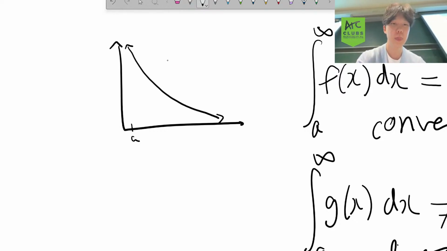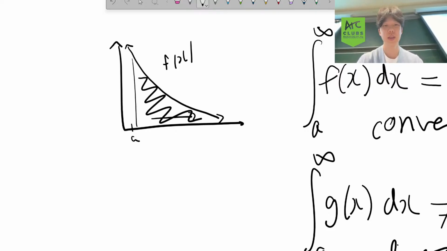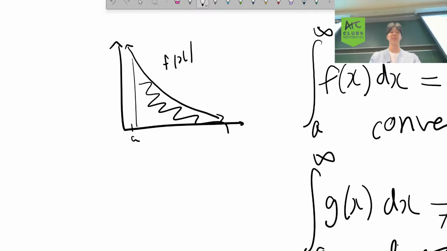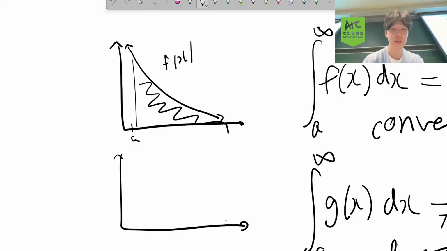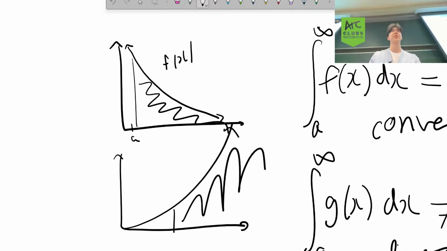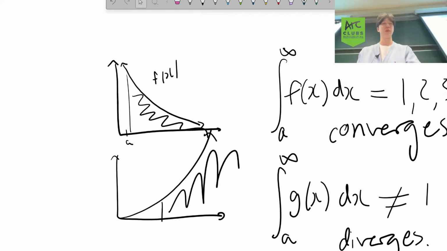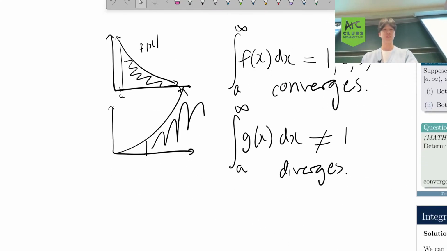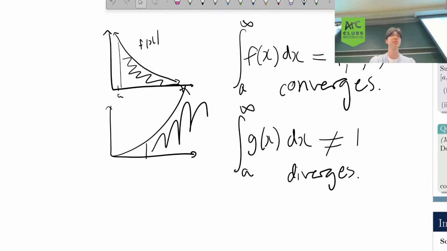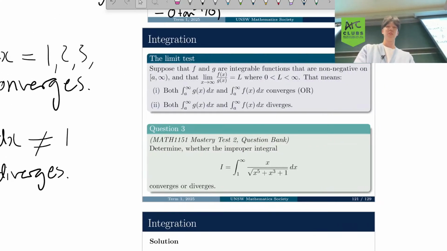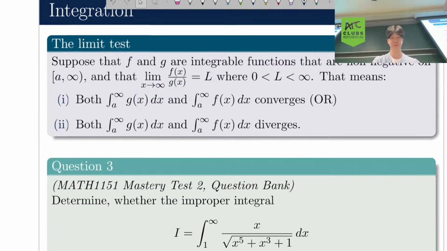So from A, I can see that as x becomes really, really big, this area is probably going to converge to some number. However, if I have g of x that looks something like this, the area is just going to get bigger and bigger and bigger, and we're not going to actually get a number for this. So that's basically convergence and divergence. So how do we know if something converges or diverges? There's this thing called the limit test.